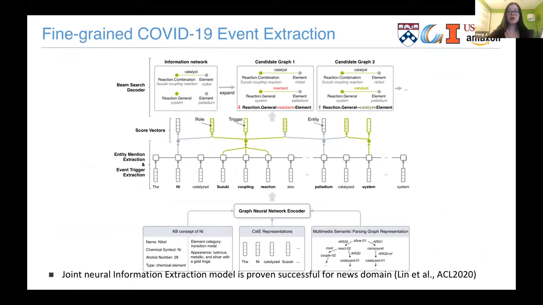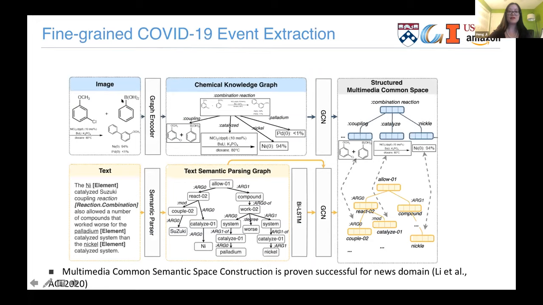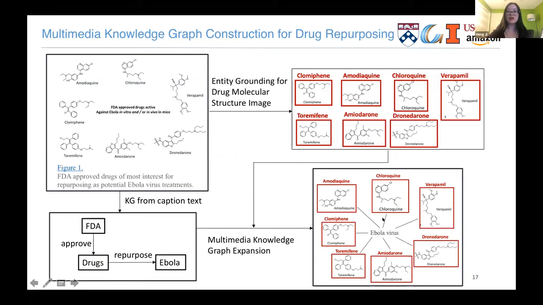So this is a typical framework. As you can see, this looks very similar to what Manling has already presented. The only difference is the input representation is much richer than what we normally do in the news domain. And similarly, this is a multimodal representation. The only difference is we are not doing situational recognition, but rather we are doing some domain-specific graph parsing for these molecular structures. And we also look at the sub-figures so that we can have a multimodal representation. So the final knowledge graph is not just text-based, but it's multimodal.